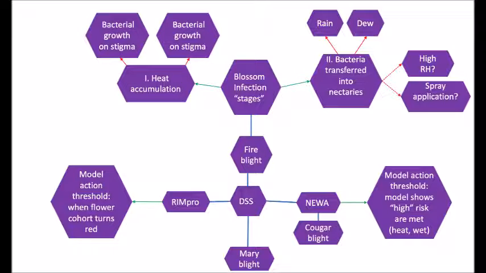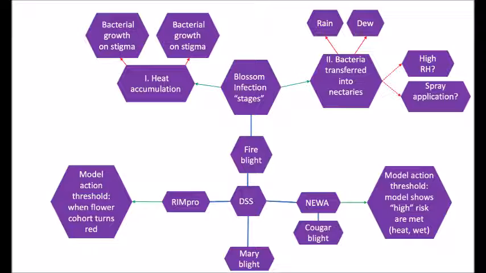But I think one of the things that I was more interested in delving into is the spray action. In the model in RIMpro, when that flower cohort that's going up turns red, you need to make an application for that. You've got 24 hours, get it on. Ditto here, when it shows a high risk, whichever one you're going to look at, make your choice. So I think that piece is fairly clear.